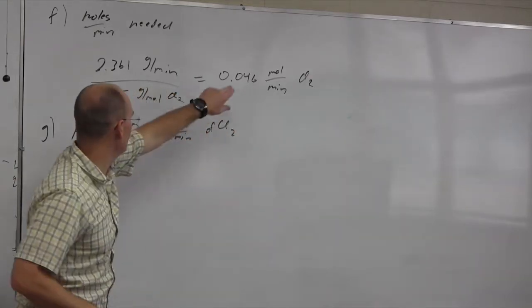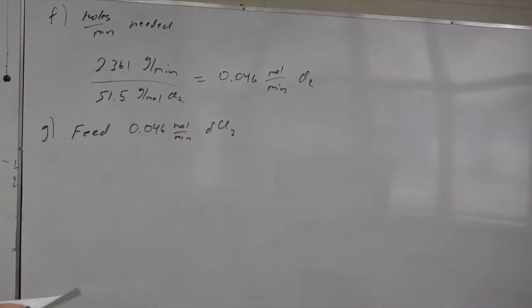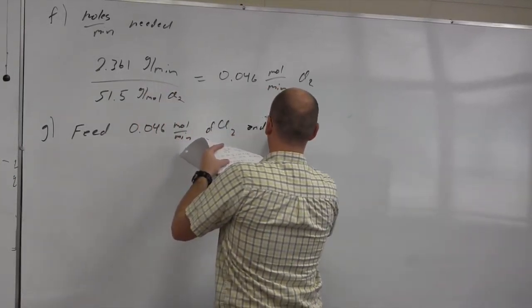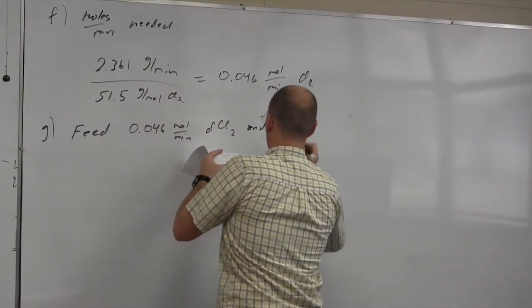How many moles per minute of ammonia do we need then? Same number? Same number, yeah. We said it's a 1-to-1 thing, right? So we need the same moles we're going to feed of Cl2 and ammonia, NH3.